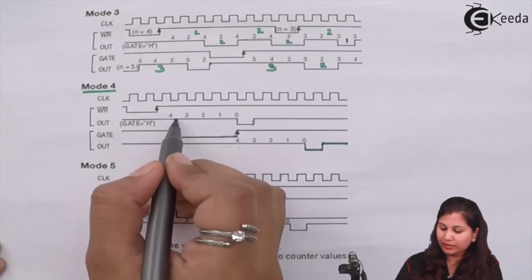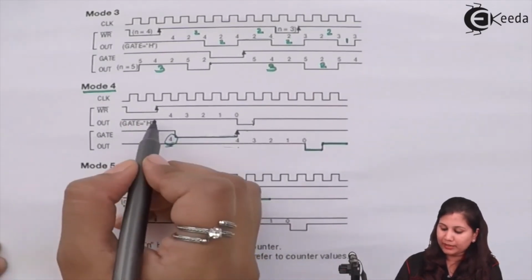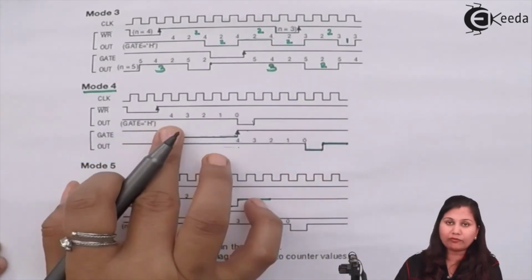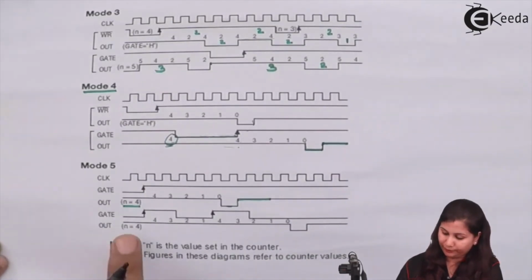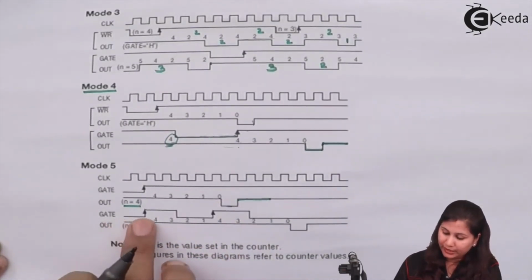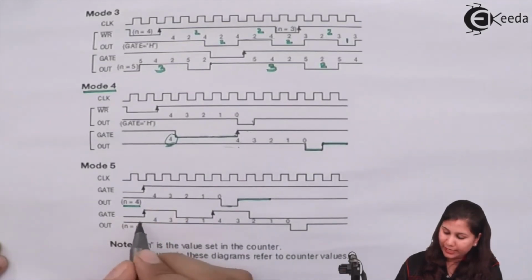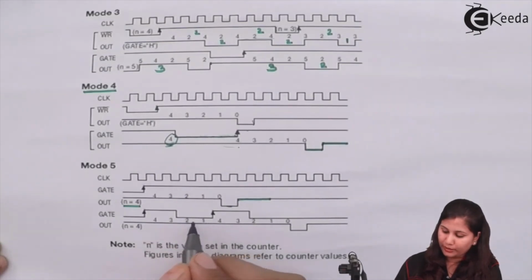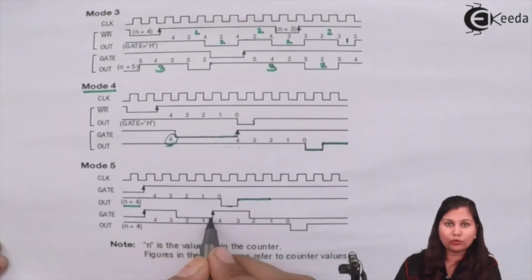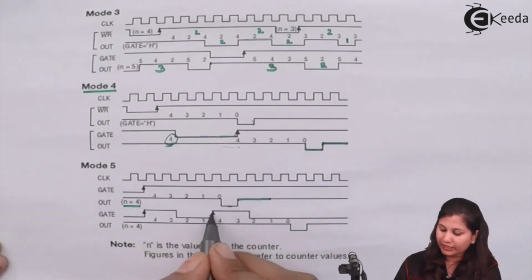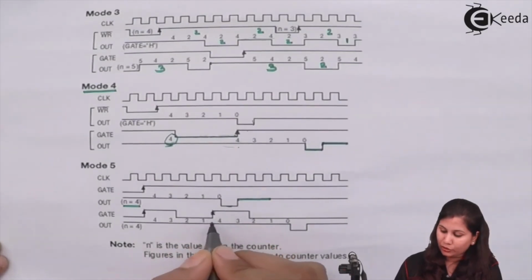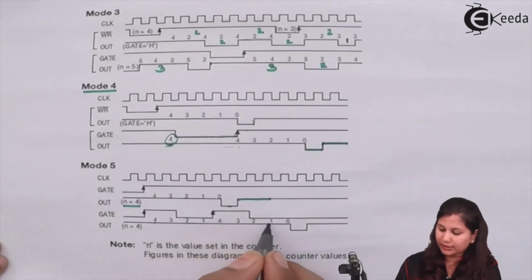But here the triggering is provided by the gate signal, whereas in mode 4 the gate signal is always high and triggering was provided by the software instructions. Now when the gate signal is high, the counting is done: 4, 3, and then 2, 1. Now again the gate signal has become low, and it is triggered again as it changes from low to high. So again this count value will be loaded and the count process repeats.